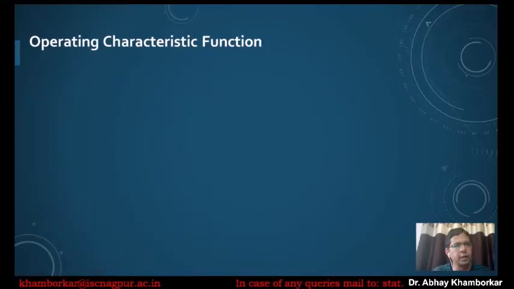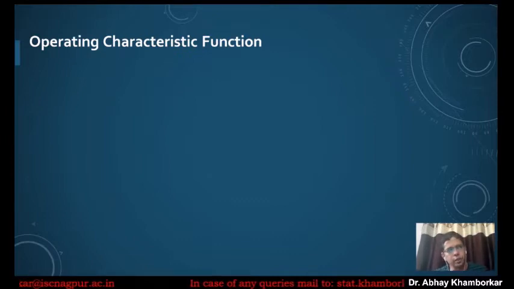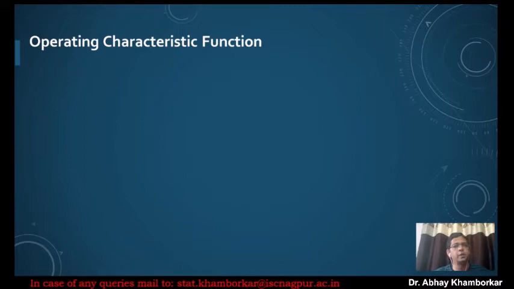The operating characteristic function. There are two actually important functions as far as sequential testing is concerned. One is the OC function, or operating characteristic function, and another is the ASN function, that is nothing but the average sample number function. So the first we will discuss is the operating characteristic function, also known as the OC function.